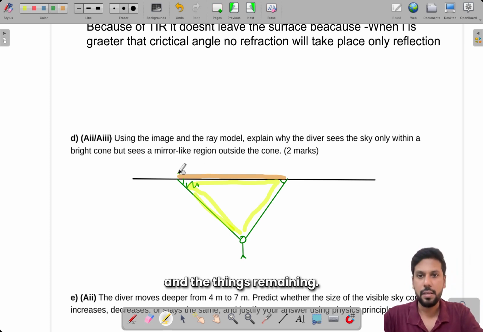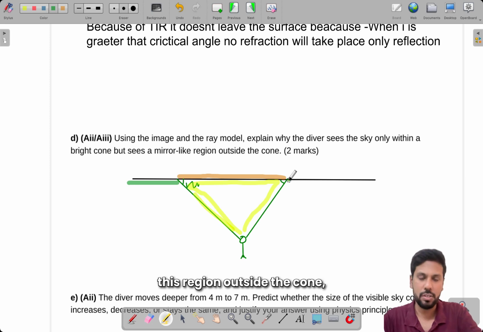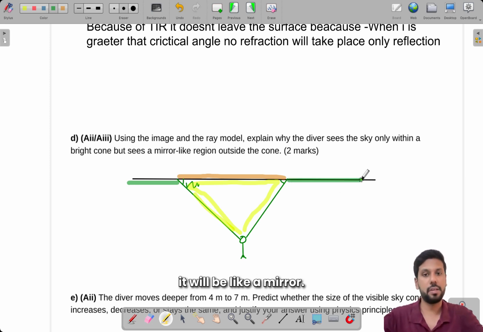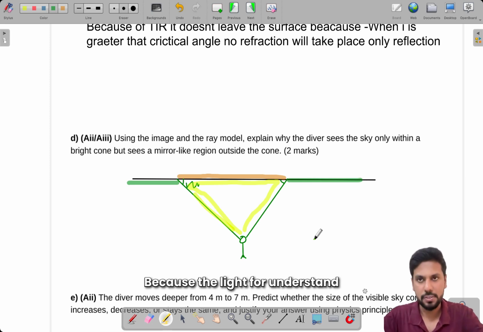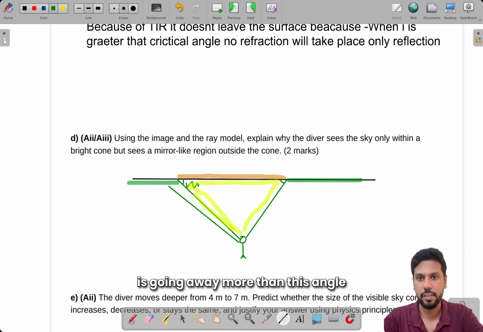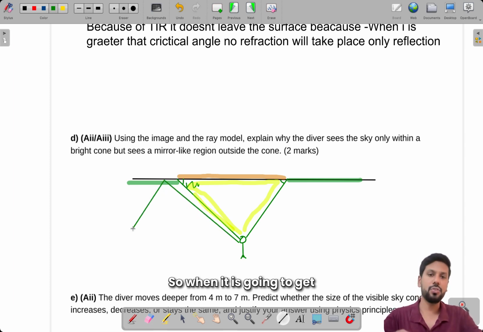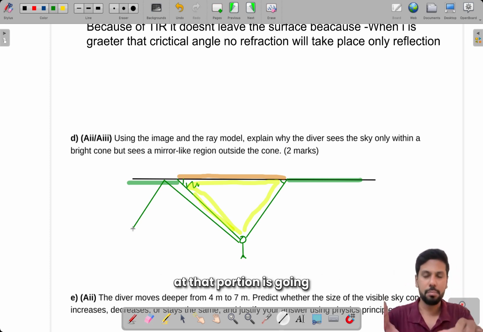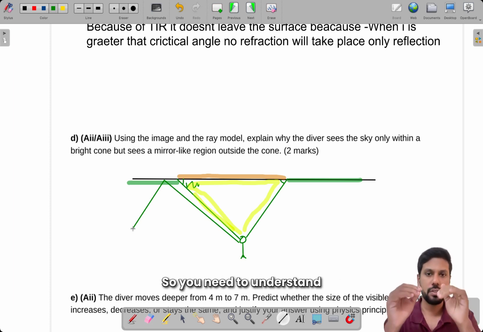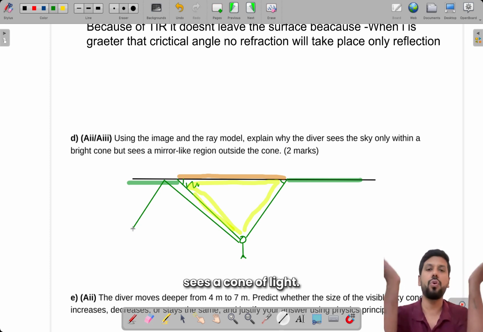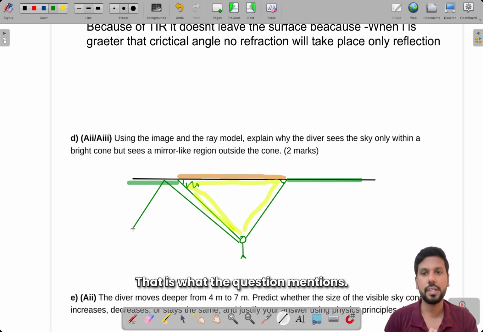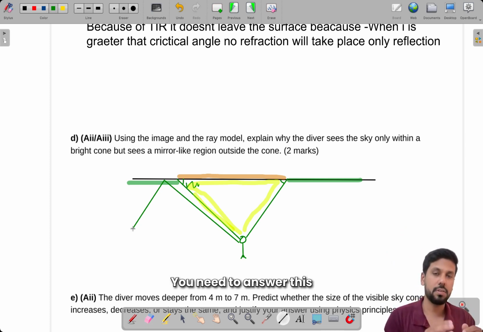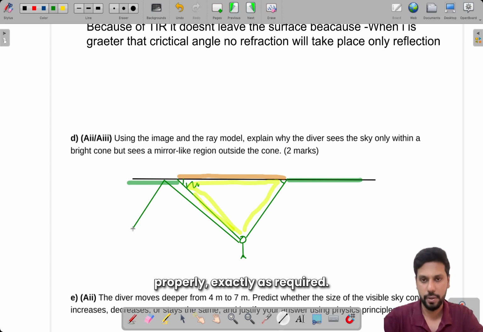And anything outside the cone, this region outside the cone, will be like a mirror. Why? For understanding, students, the light which is going away more than this angle is going to get reflected. So when it gets reflected, that particular portion is going to act like a mirror. You need to understand that. That's why the diver sees a cone of light. That is what the question mentions. You need to answer this properly, exactly as required.